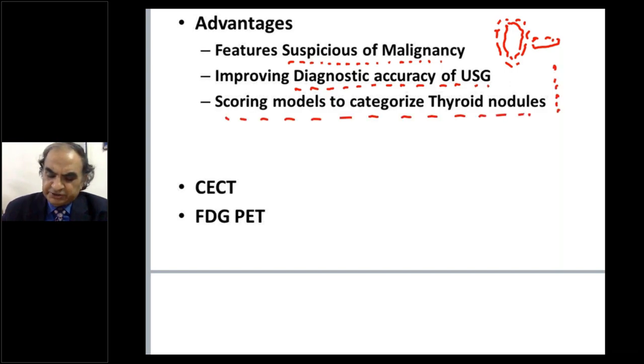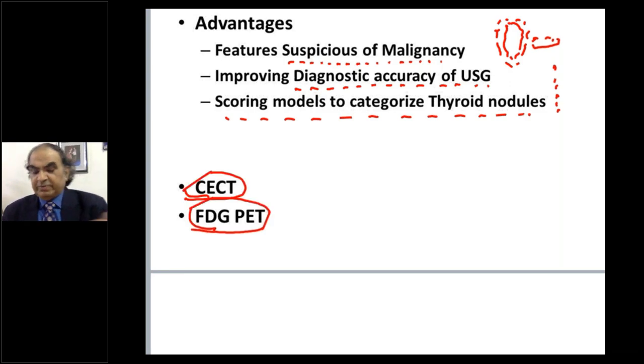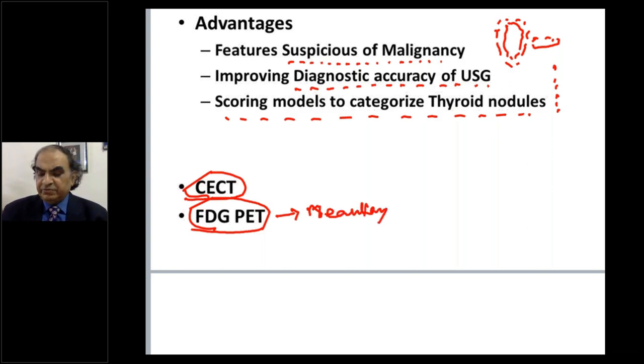CT, I've already discussed it. FDG PET, most thyroid cancers won't require it. Not all of them are very avid also. But say medullary would be one place where you may find it useful, because in medullary, since it's not a true thyroid cancer, we may not be able to pick up the iodine, because it's not iodine receptive, so we may need a PET scan in these patients, and that is where it can be more useful.